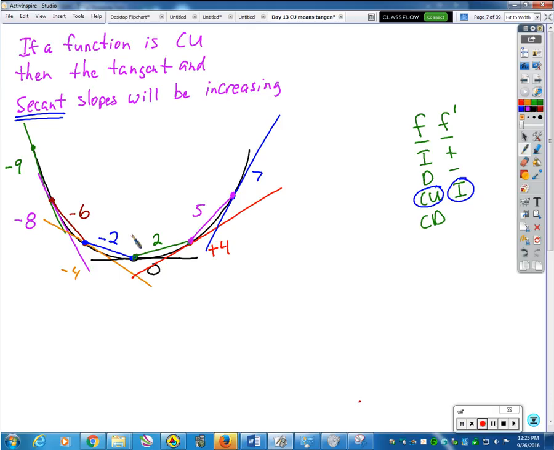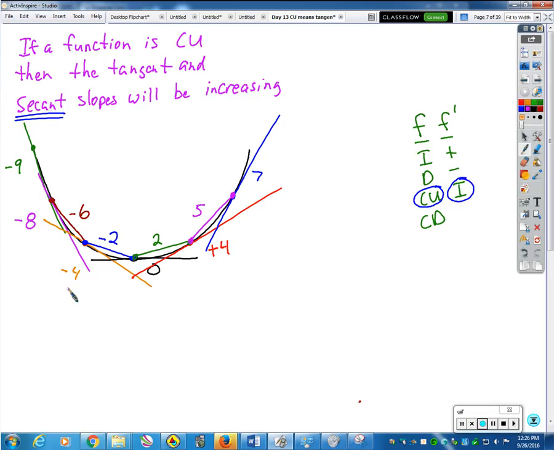The last thing is to note that the tangent and secants also increase if you alternate. So this tangent's -9. If we go to this tangent, it's -8. The next secant is -6. The next tangent is -4. So we're going from a tangent slope to a secant slope to a tangent slope, and that's a nice increasing sequence as well.